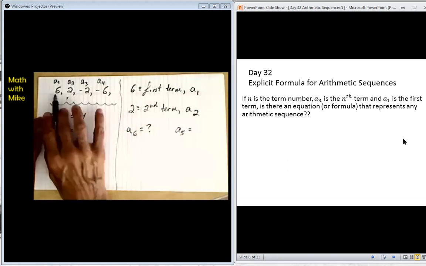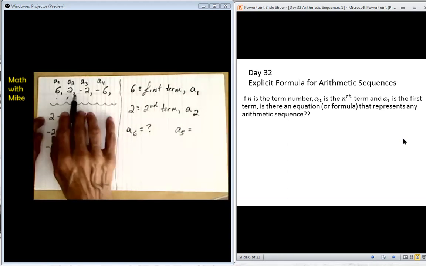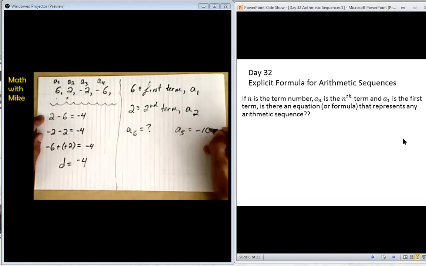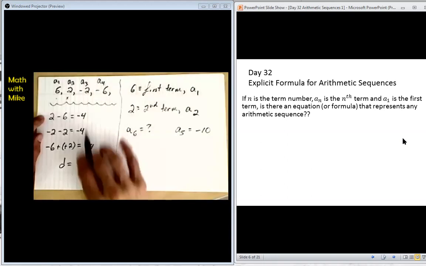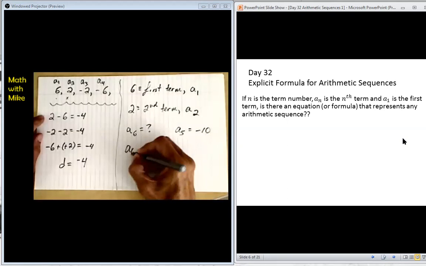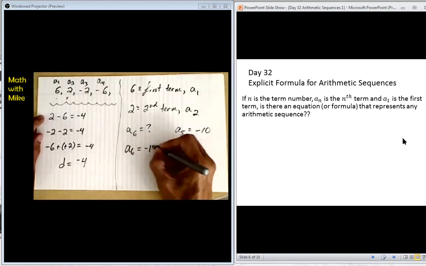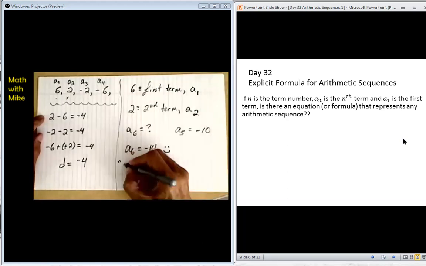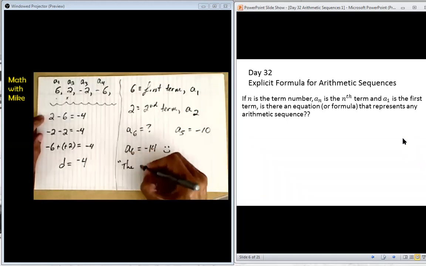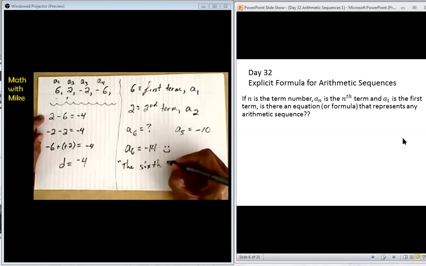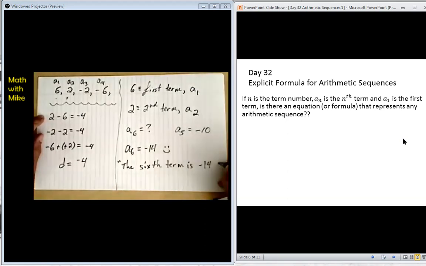How much do we go down by each time? Yeah, A5 is -10, right? Because subtract 4. And so to get to A6, you go one more time. What do we got? Hey, -14, right on. Okay, so the 6th term, the English is important with the symbols there, right? The 6th term is -14.